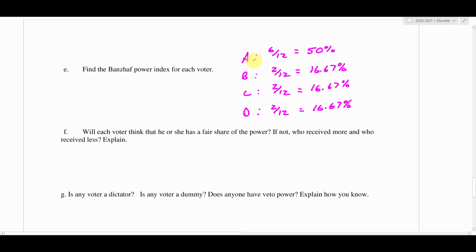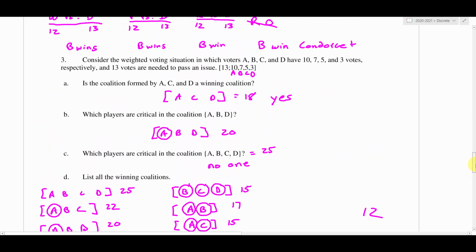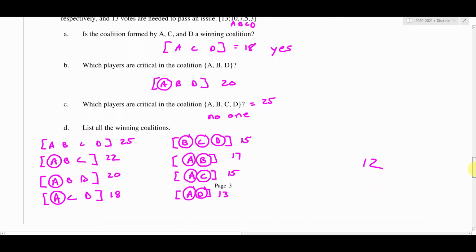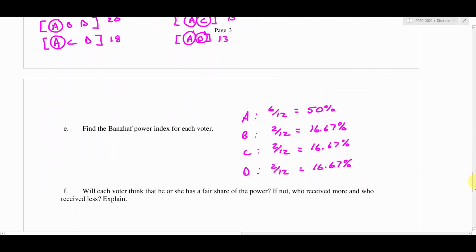If I were player A, I would be totally happy with this particular setup because if you look at how many votes A had, A had 10 votes out of the 25, which is only 40% of the vote, but I ended up with 50% of the power.